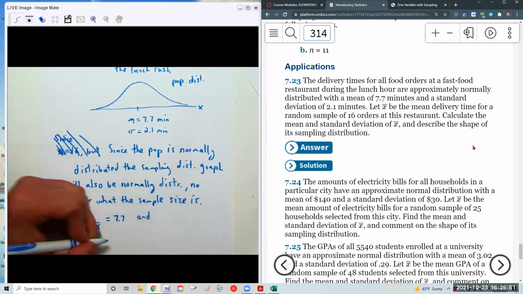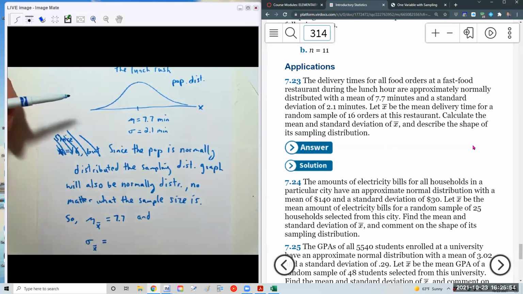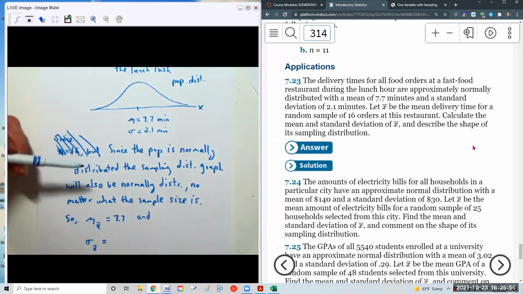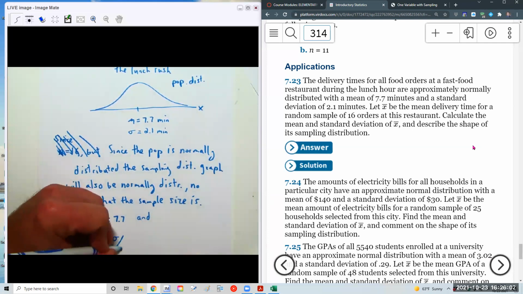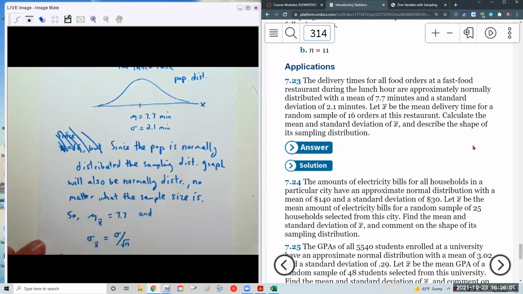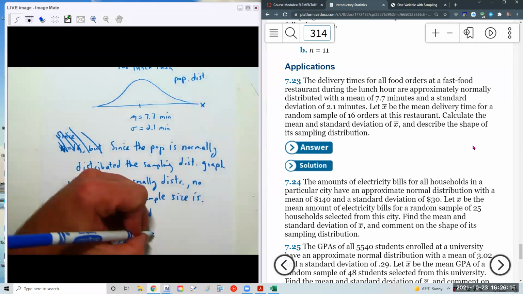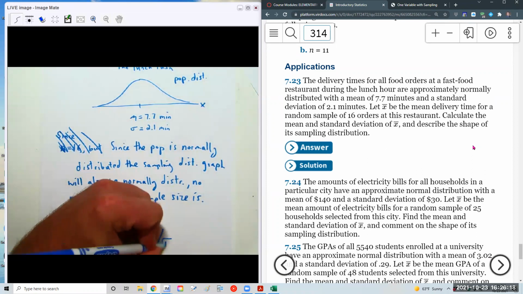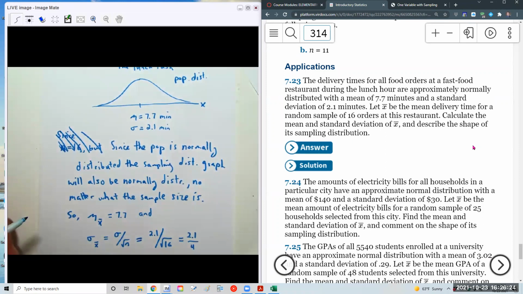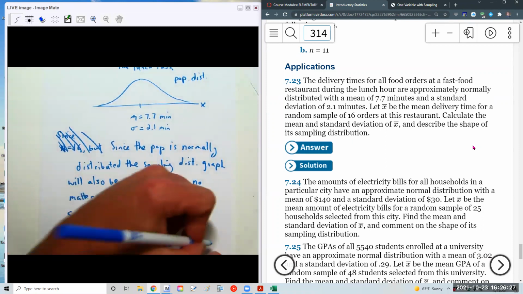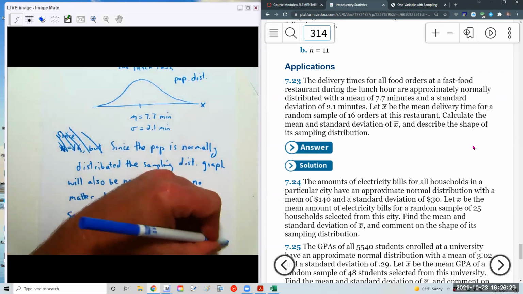Let's see here. So we're going to assume that 16 is less than 5% of the total population size, so we'll use sigma over square root n. In most of the problems that we do, we're going to use this formula. If they don't tell you anything about the value of the population size, just use this formula here. That's going to be 2.1 over the square root of 16, so 2.1 divided by 4, which is about 0.525 minutes.